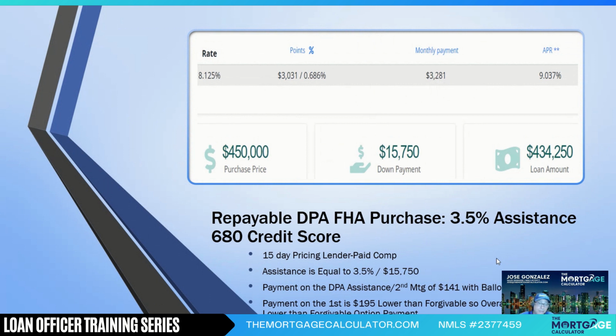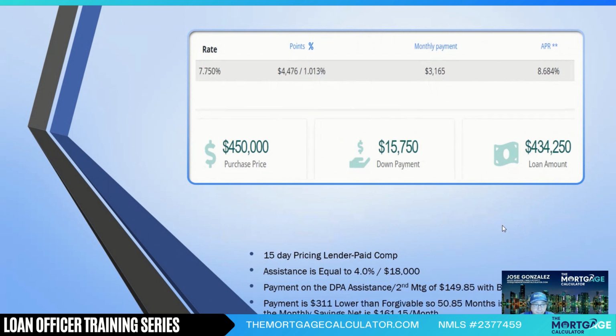after 5 years, it's forgiven. But you still keep making that higher payment until you refinance out of that first loan. So that's really the situation we're looking at here. So, but you see, obviously, 8.125, much lower rate at approximately the same cost for a repayable DPA.